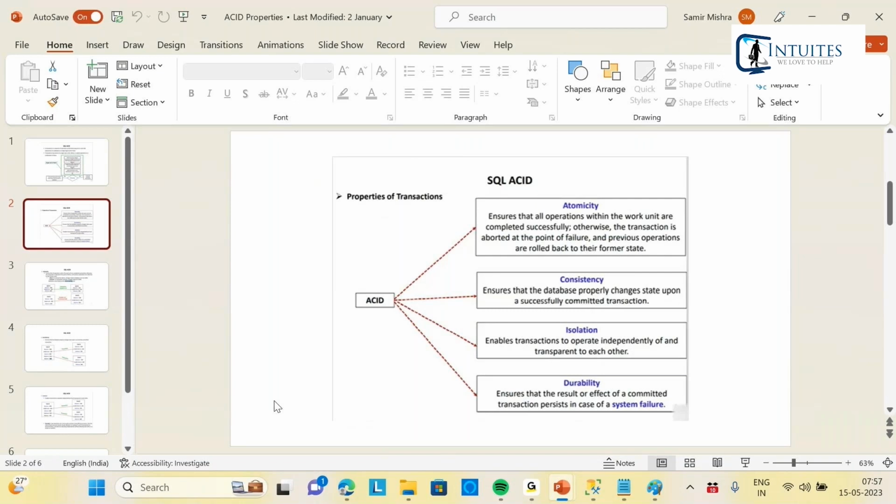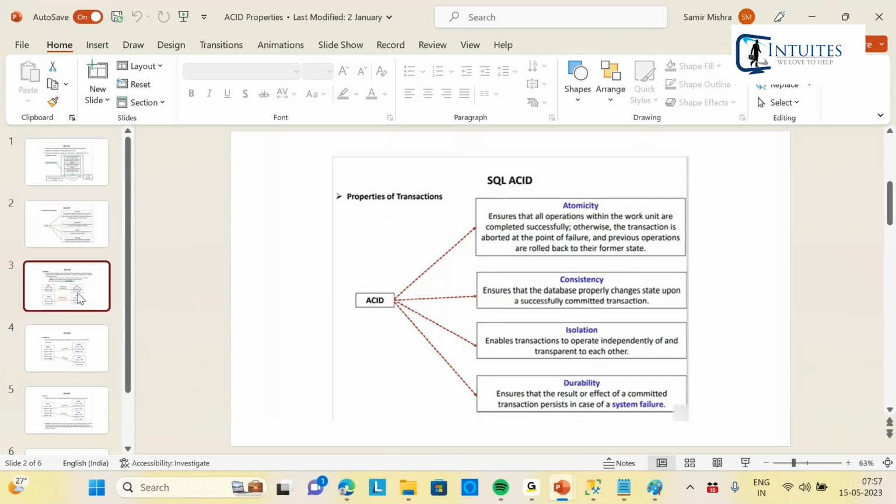ACID property. When any kind of database transaction is happening, or a database you are running in a system and you are doing something on it, fetching data, inserting some data, or deleting data, it should follow one rule that is called ACID: atomicity, consistency, isolation, durability. These are the four rules which will be applicable to each and every statement when you are executing. Okay, so let's discuss what is atomicity.